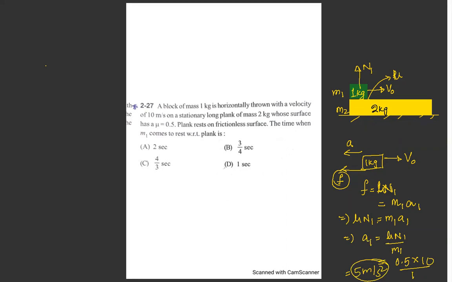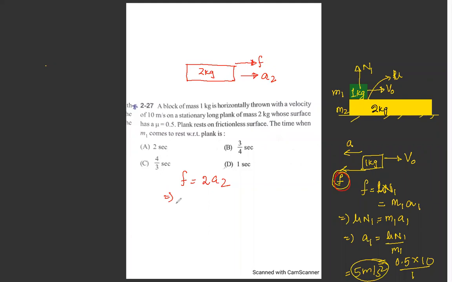Now let us look at the second one, I mean the below block, the big plank. I'm talking about the long plank. Let me show all the forces on the long plank now. This is our long plank whose mass is 2 kg. What forces are there? It has only one force acting on it, which is the reaction pair of this. So this is F. Its acceleration will be along this direction, and I'm going to write this acceleration as A2. F is equal to 2A2.